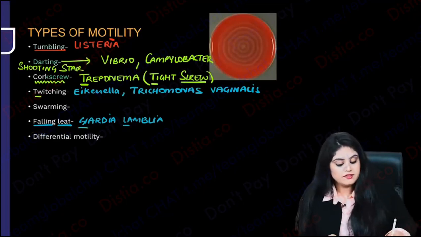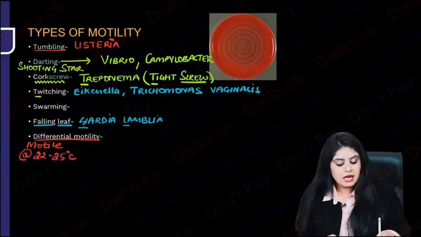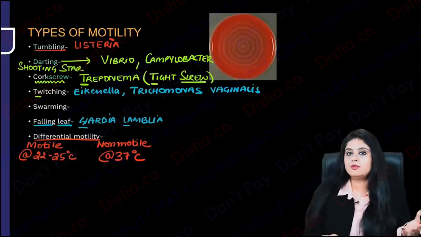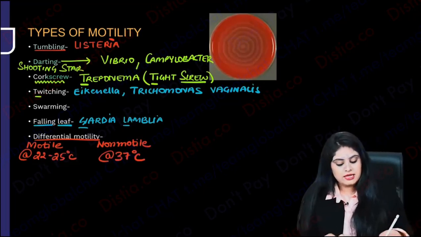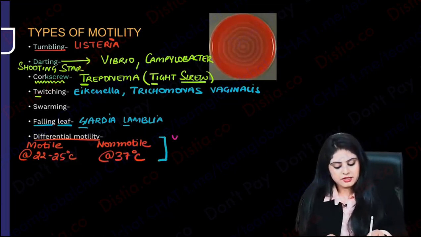Now I'll tell you what is differential motility. It means that if you have a lower temperature somewhere around 22 to 25 degrees, it's going to be motile. However, if you have a higher temperature at 37 degrees, it's going to be non-motile. So at one temperature it's motile and at the other it's not. And there are two organisms that come under it. I've learnt it as a rhyme, there is Yersiniosis and Listeriosis.